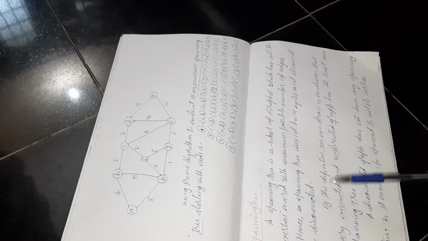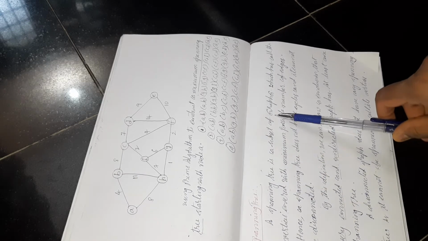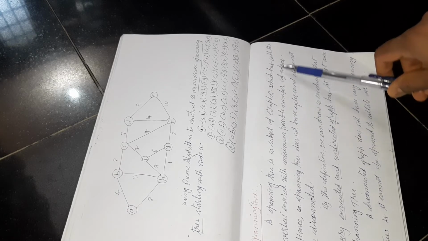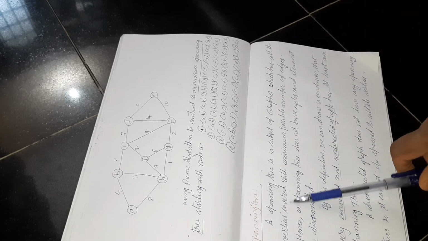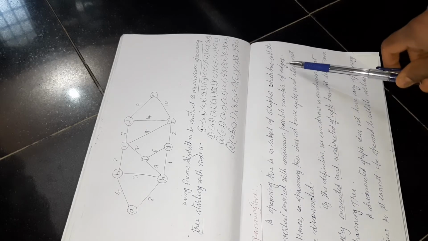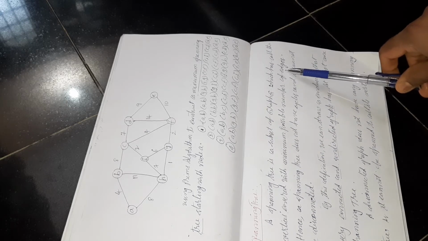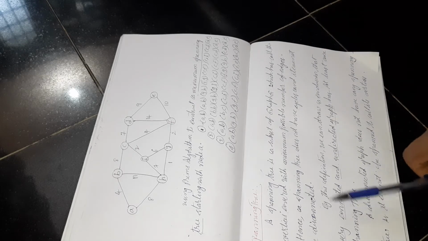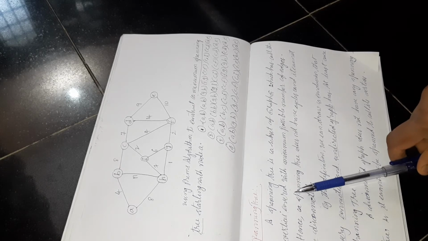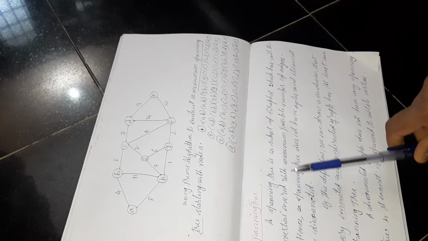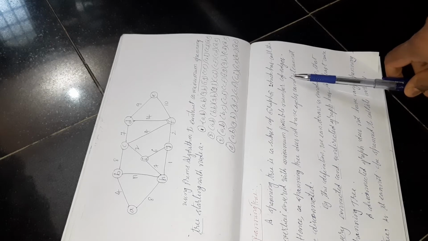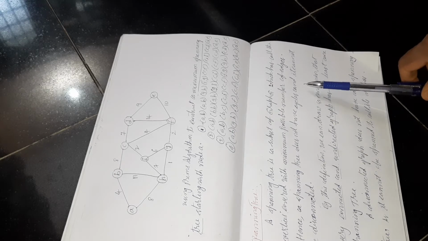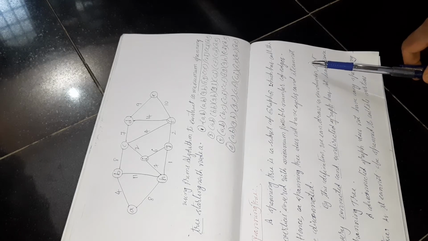A spanning tree is a subset of a graph G which has all the vertices covered with the minimum possible number of edges. It should cover all the vertices of the graph with the minimum possible number of edges. Hence, a spanning tree does not have cycles. It cannot be disconnected.